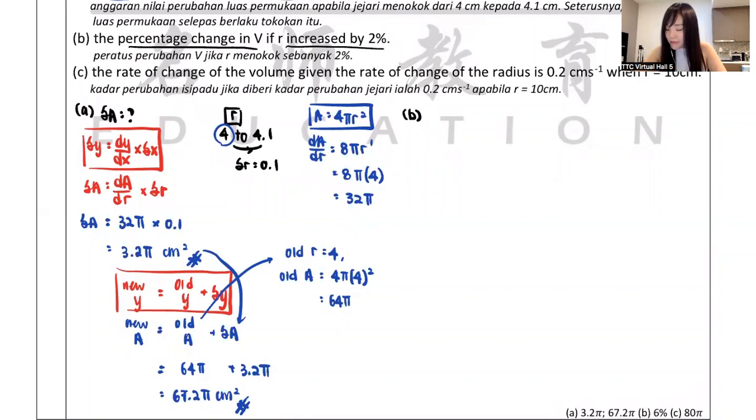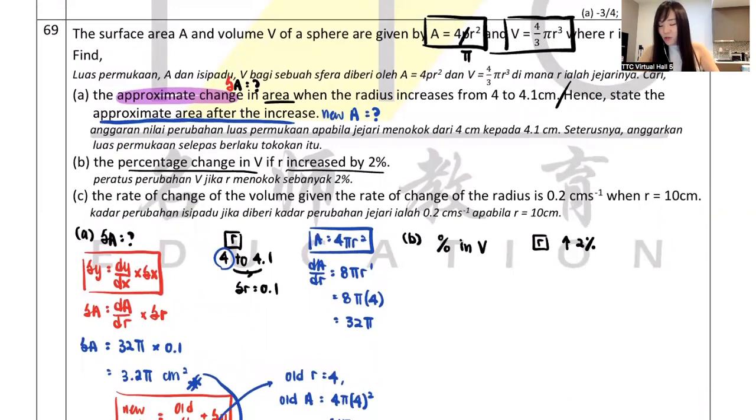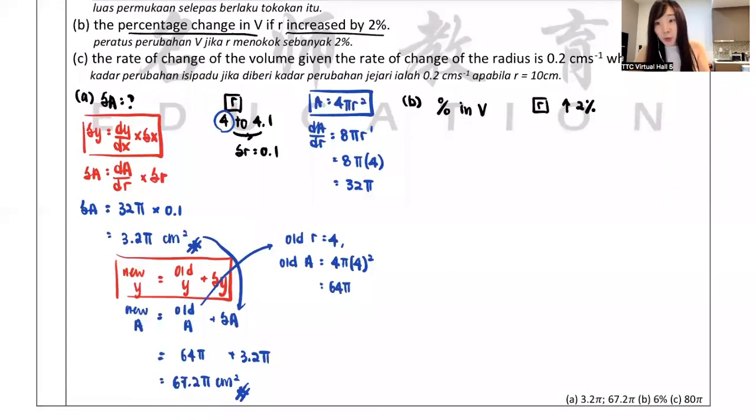So my dear, they want to find the percentage change in V when the R increased by 2%. Okay, this is whatever they say so far. So guys, how do I do it? Please don't tell me your R is 4.1, that is for A. Now you are doing B. B is totally a new one, okay? You cannot use the previous value already.